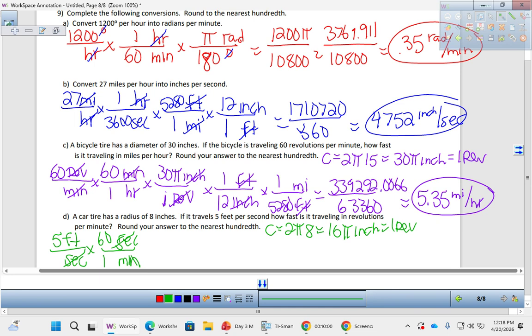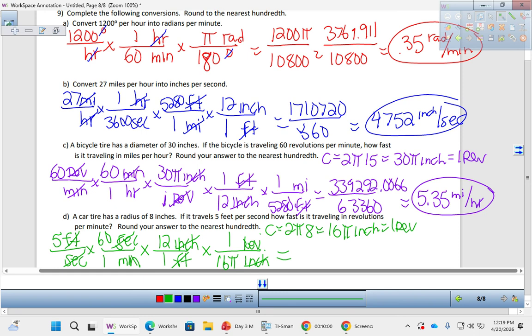Now I need the revolutions, which means I want to get rid of the feet. So I need feet somewhere in the bottom. And I know that revolutions are in terms of inches, so I do want to get inches. And I know that 12 inches are in a foot. So that'll get rid of the feet, and it'll give me inches per minute. So I don't want inches per minute, but I do know that 1 revolution is 16 pi inches, which cancels out the inches and gives me revolutions on top and minutes on bottom. So now I'm ready to do the multiplication.